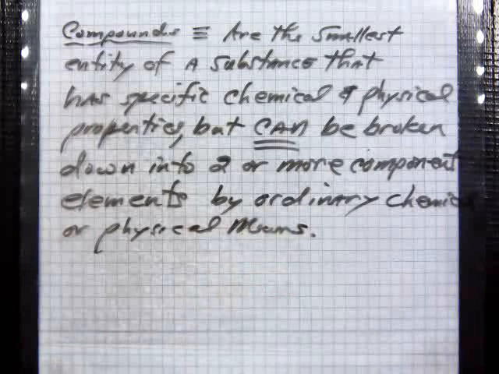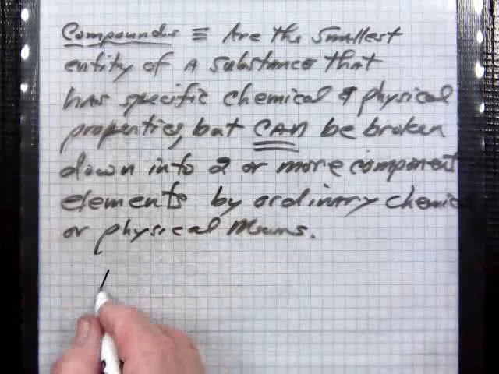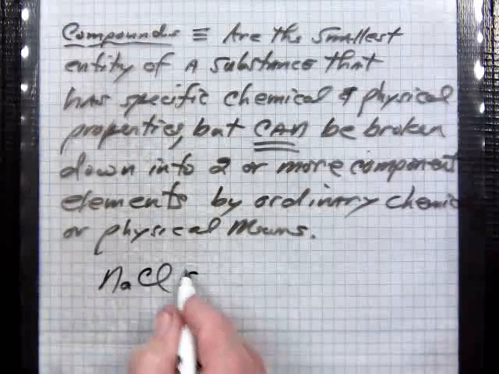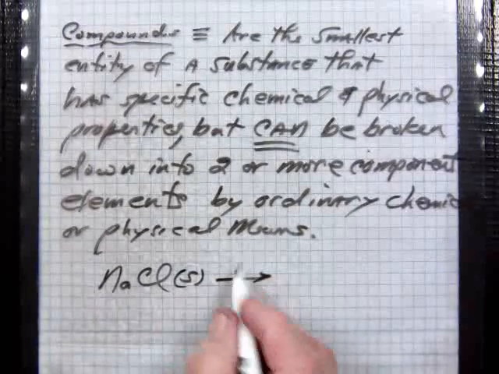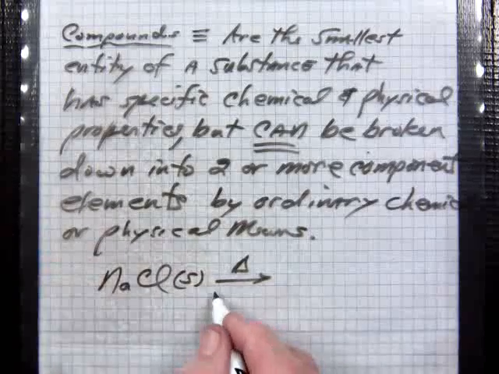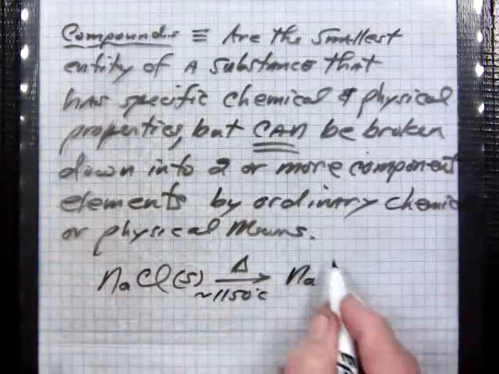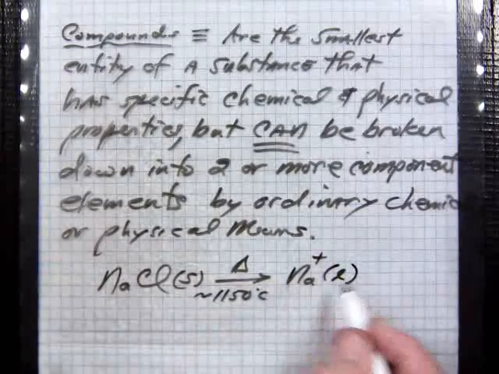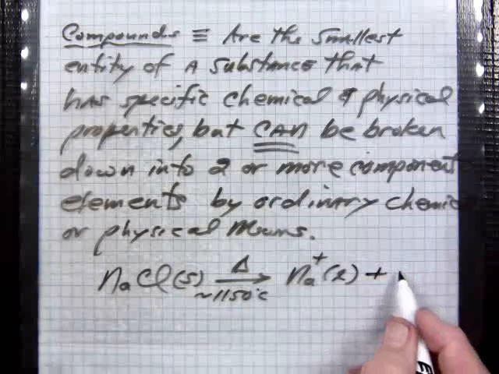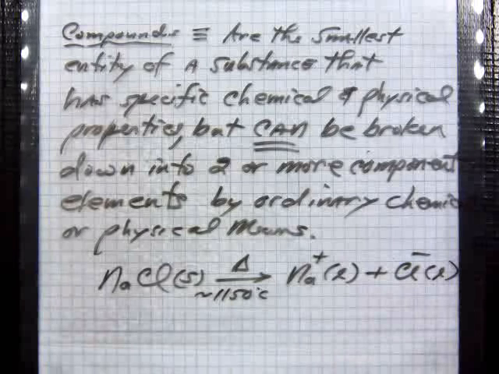We talk about what we call a decomposition reaction. Well, sodium chloride we've talked a little bit about. As a solid it can be heated, delta over the arrow means heating is applied, something like 1150 degrees Celsius. This will go to sodium and chloride ions in the liquid phase. That means one having a positive charge and the other having a negative charge.